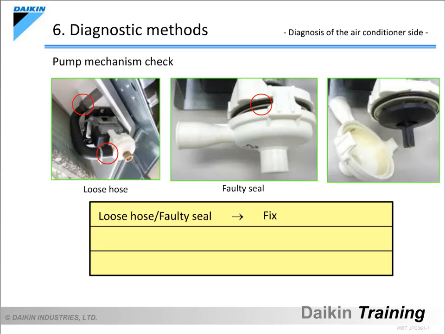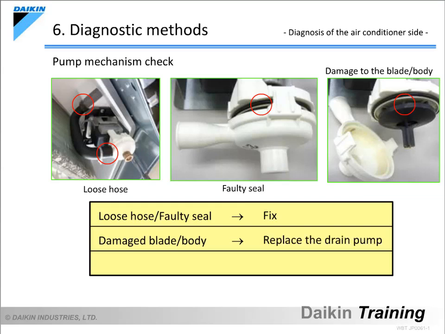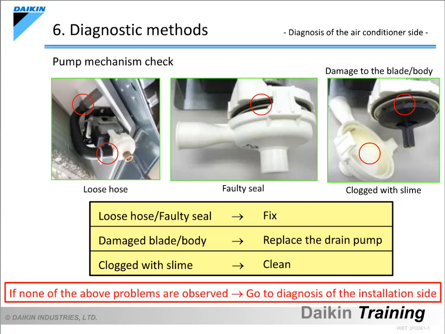When doing so, check whether there is any damage to the water blades or body. If there is, replace the drain pump. If there is no damage, then check for any slime clogging in the drain pump. If any is found, clean the drain pump. If there are no problems with the drain pump mechanism, it means there is nothing wrong with the air conditioner side, and you may proceed to the diagnosis of the installation side.